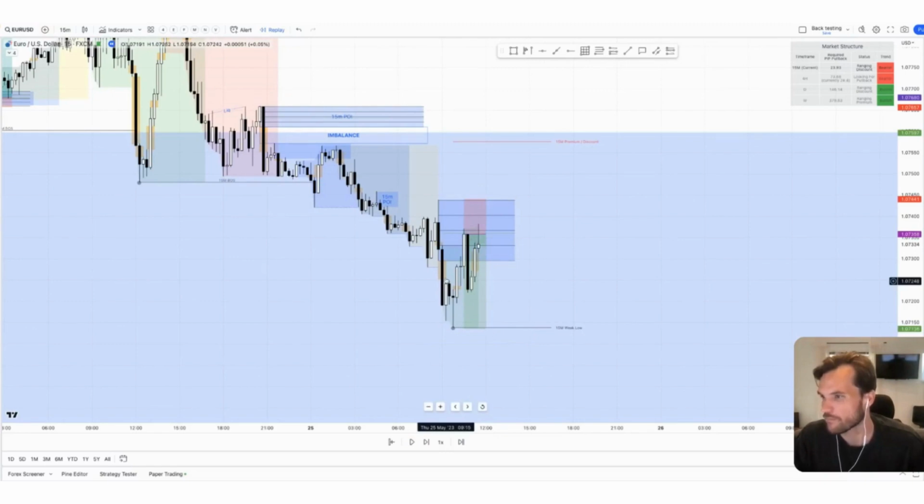That's a low. A little bit tricky here. We have a bit of an internal CHoCH as well, but I think I'd rather this high be broken first before I go long.